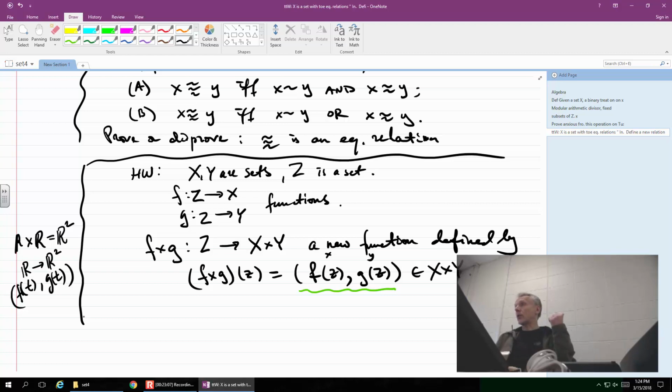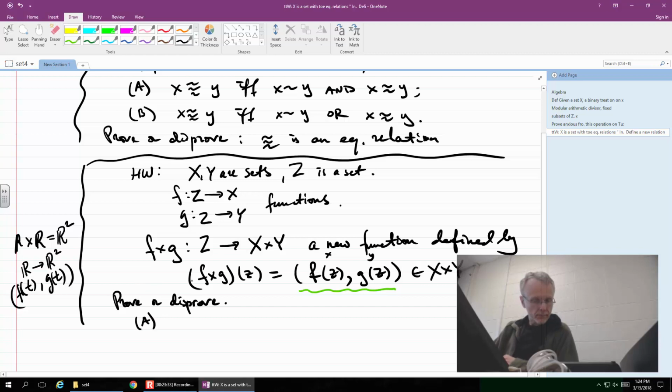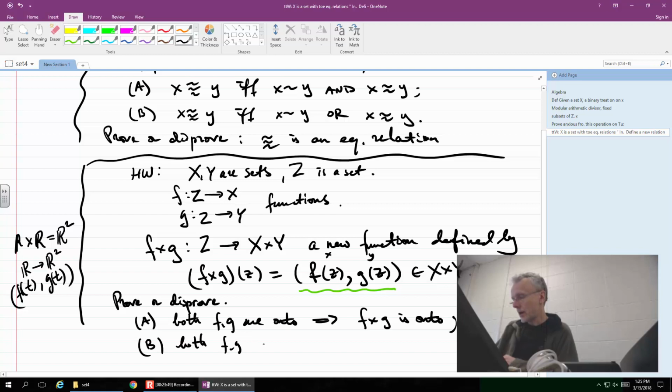Except in this environment, there are no distances, there are no angles, there is no algebra of any kind, so you don't add those vectors. It's a purely set theoretical thing. But it doesn't mean that there is nothing to talk about. And here's a question. Prove or disprove: A, if both f and g are onto, then f cross g is onto. And B, if both f and g are 1 to 1, then f cross g is 1 to 1.